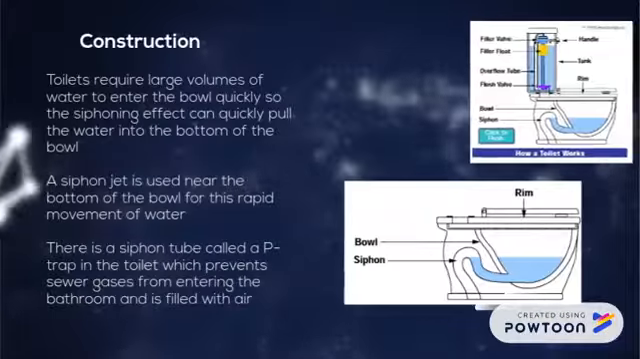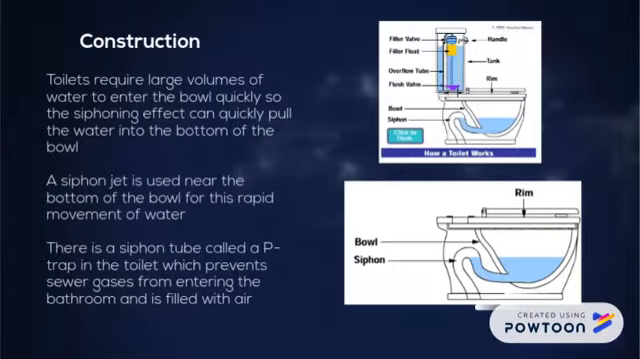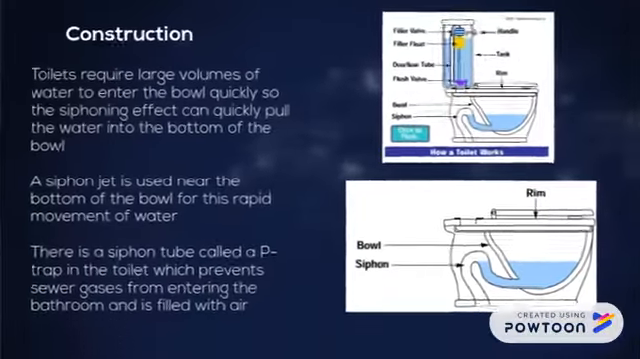Toilets require large volumes of water to enter the bowl quickly, so the siphoning effect can quickly pull the water into the bottom of the bowl. However, a siphon jet is used near the bottom of the bowl for this rapid movement of water. There is a siphon tube called a P-trap in the toilet which prevents the sewer gases from entering the bathroom and is usually filled with water.